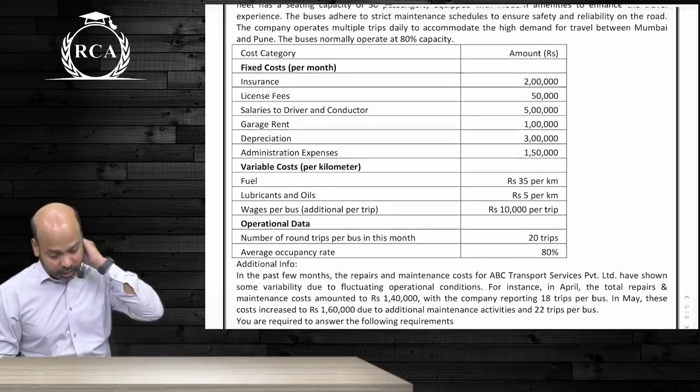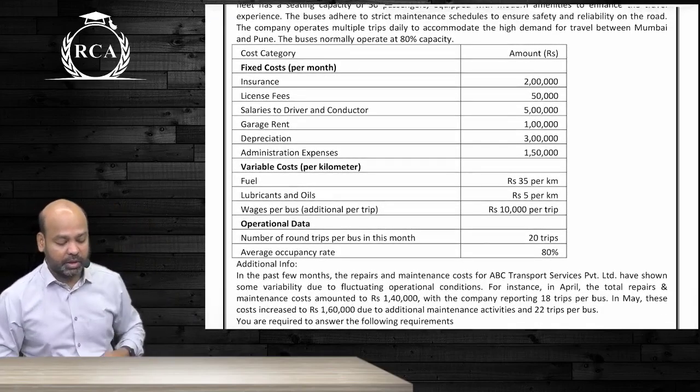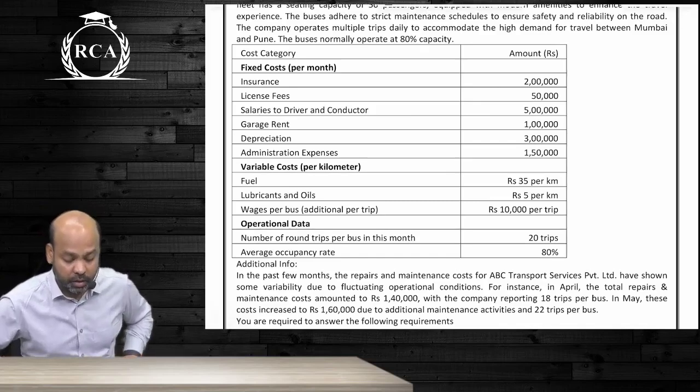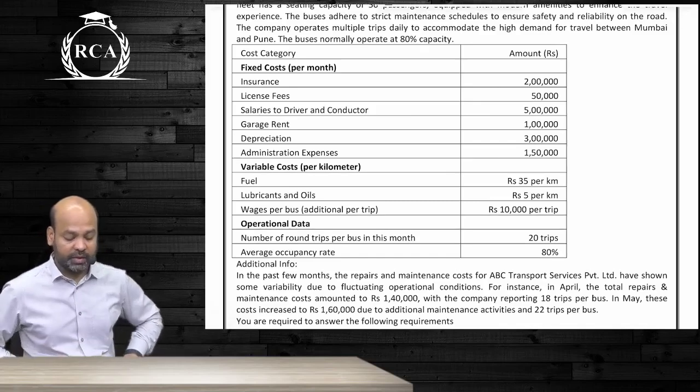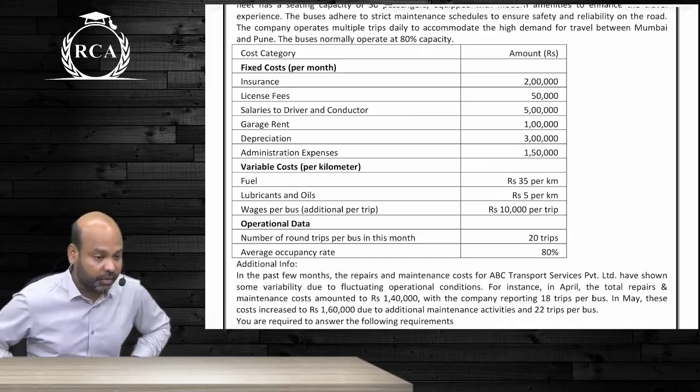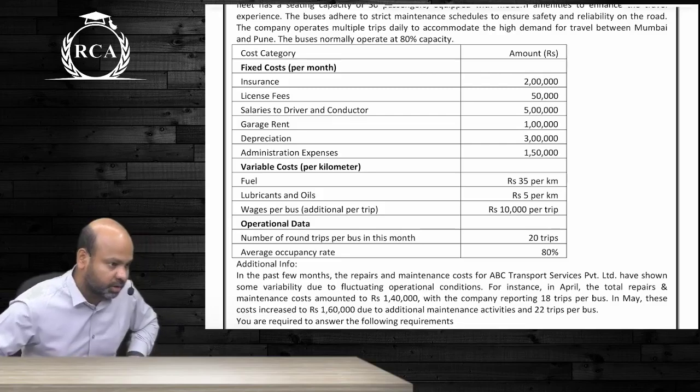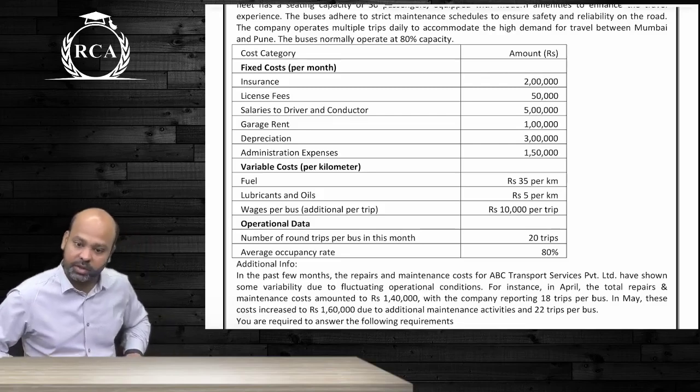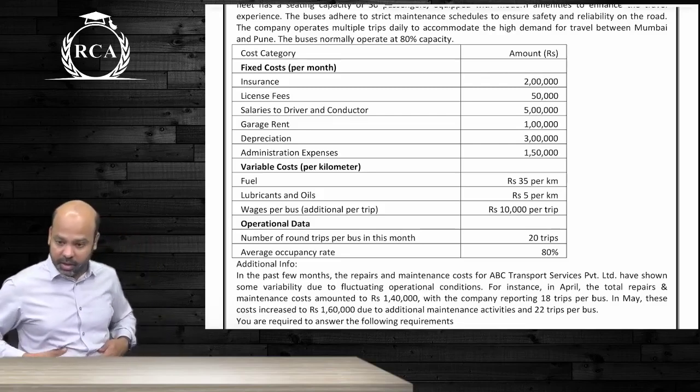The buses, cost category. Fixed cost per month is given: insurance 2 lakhs, license fees 50,000, salaries to driver and conductor 5 lakhs. Obviously, will this be for one bus or all the buses? All the buses. Understood?